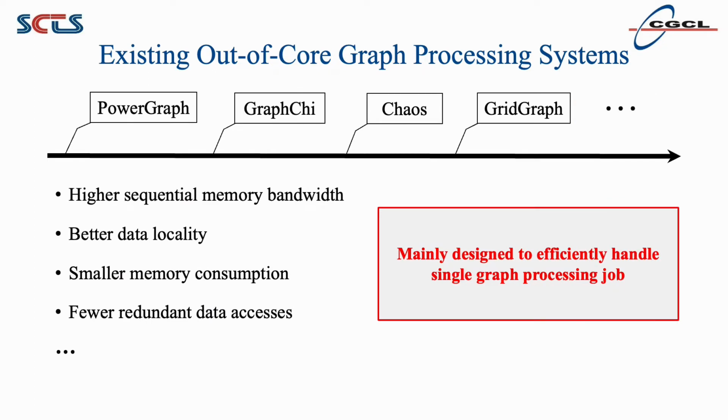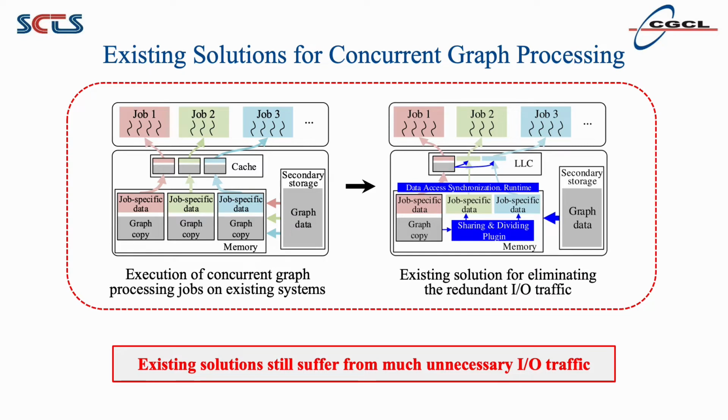However, most existing out-of-core systems are inherently designed to optimize the performance of an individual graph processing job. When there are multiple graph processing jobs executing concurrently, they will suffer from significantly high data access cost. The execution model of existing systems is shown in the left figure. We can observe that multiple copies of the same graph data are maintained in the memory and the last level cache and are individually accessed by the concurrently running jobs. Obviously, it results in inefficient use of data access channels and storage resources.